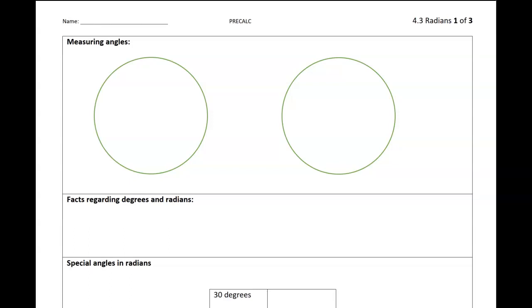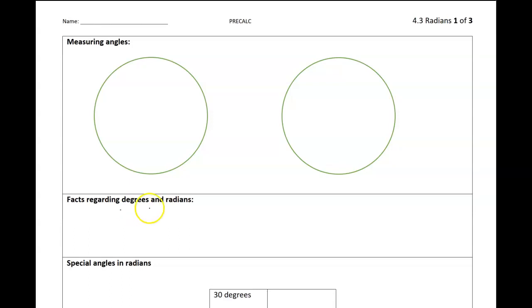But you will find, I had a teacher tell me this towards the end of my high school career, trig is more about circles than it is about triangles, and you'll come to understand that more and more as we go on through the next couple of lessons. So we're going to use these circles to investigate the differences between our two units of measure.